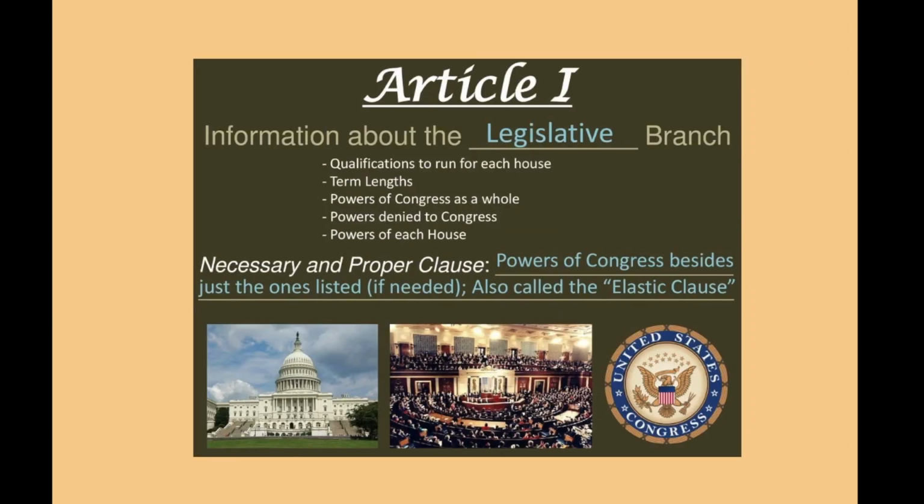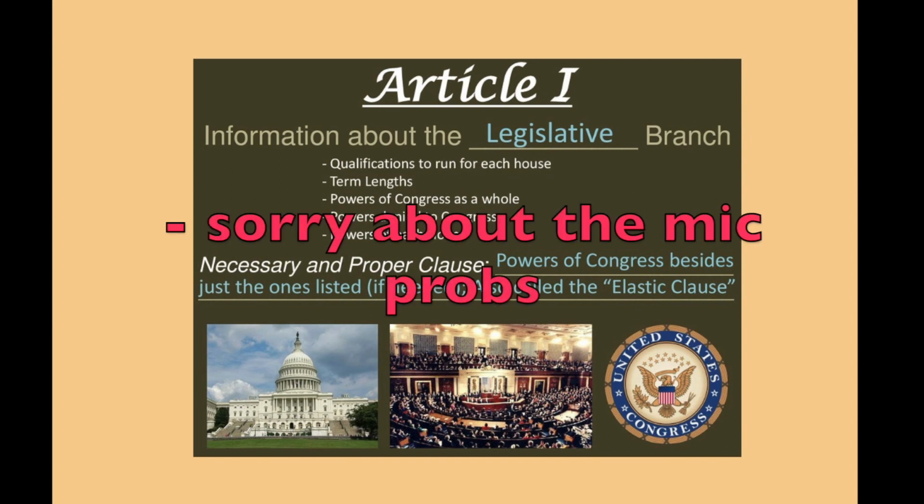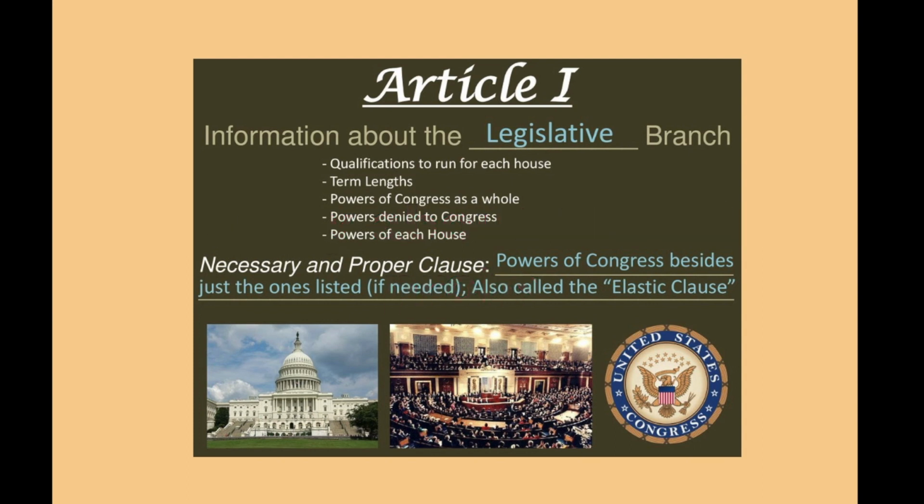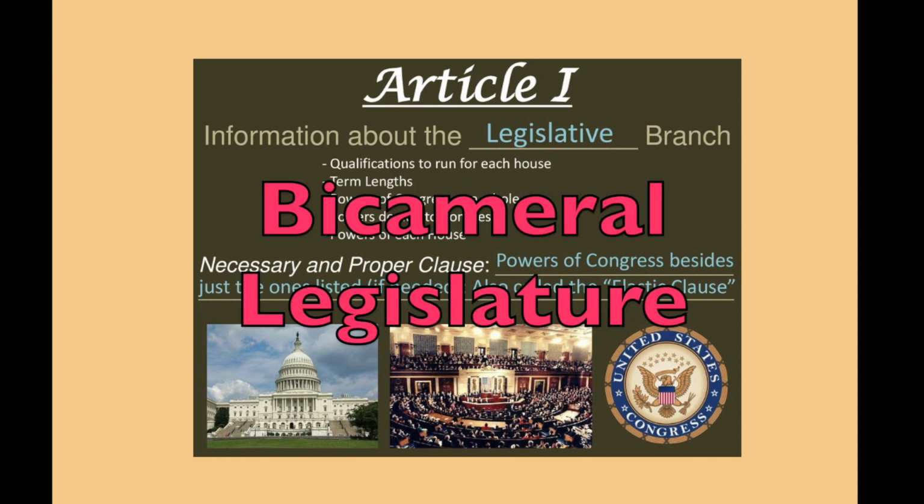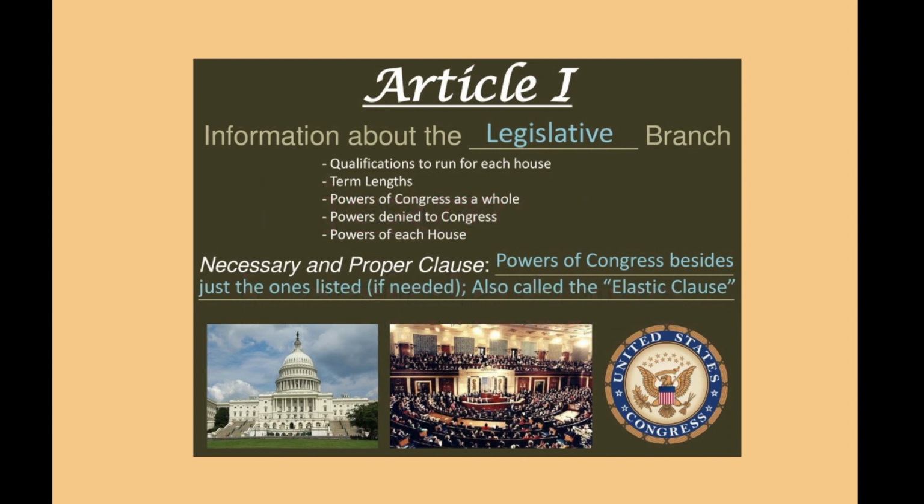So let's go over each of the 7 articles. Article 1 is about the legislative branch or Congress. The framers thought that Congress would be the most important of the 3 branches of government. So in Article 1, the qualifications to run for each house, remember we have a bicameral legislature, meaning a House and a Senate. Term lengths, so a House member serves for 2 years and a senator serves for 6 years, and there are no term limits.